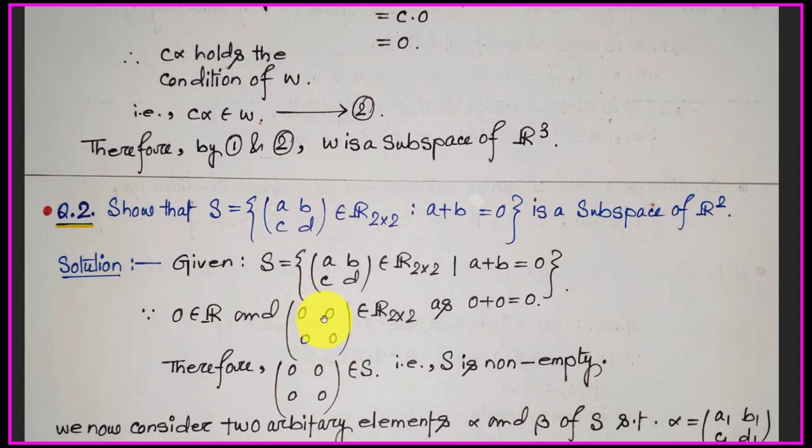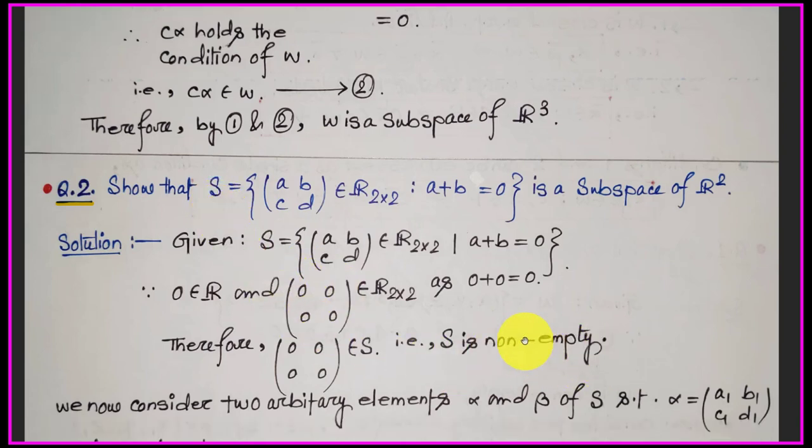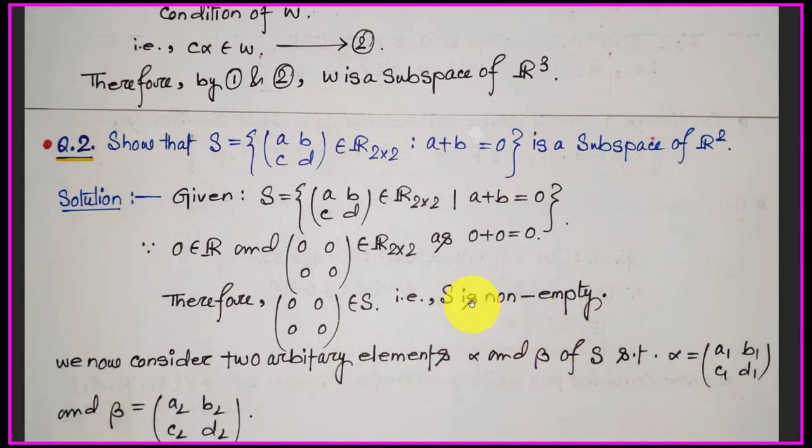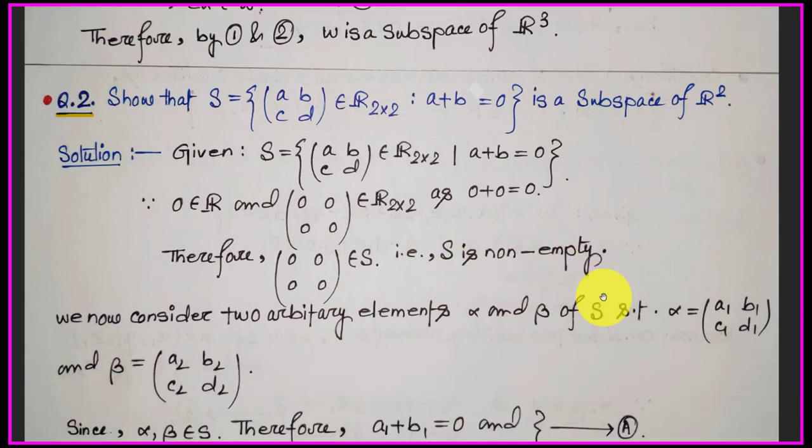Now the sum of these two elements equals 0. So we can say this zero matrix also holds the condition of this set S. So definitely this zero element belongs to S. In other words, we can say S is non-empty. This is very important. First we have to verify whether the set is non-empty or not.